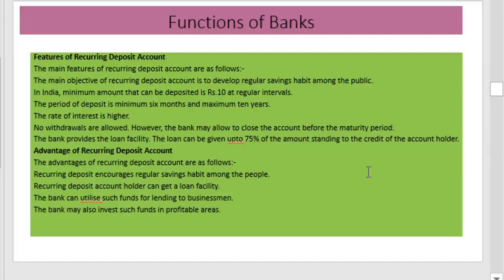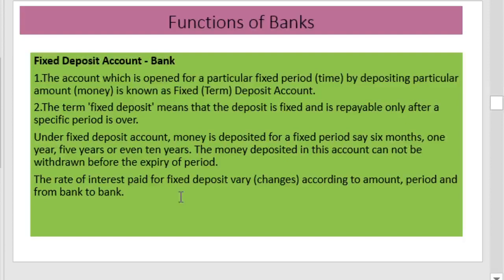The bank may also invest such funds in profitable areas, or it can be used for investment purposes by the banks. And the fourth type of deposit is the fixed deposit account. The account which is opened for a fixed period of time by depositing a particular amount is known as the fixed deposit account. The term fixed deposit means that the deposit is fixed and is repayable only after a specific period is over. It is for a specific period of time, and the amount also will be fixed. Therefore, it is known as the fixed deposit account.